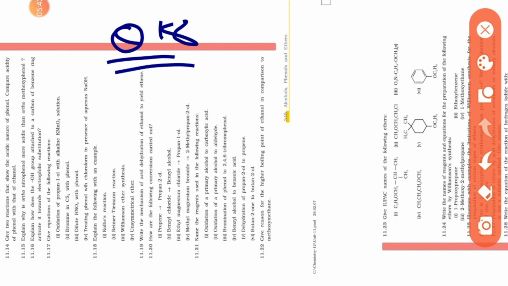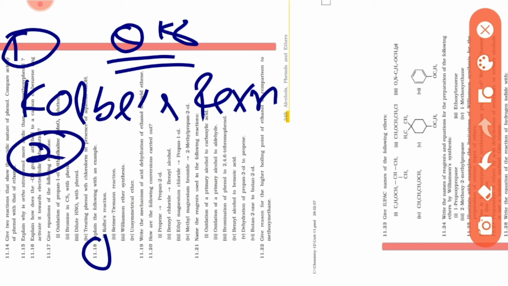Now after that, beta, we have question number 18. You must see what is there in question number 18. Number 1, they are asking you Kolbe's reaction. We have done this reaction of phenol with CO2 already. Okay. Number 2, they are asking you the Reimer-Tiemann reaction. What are they asking you?